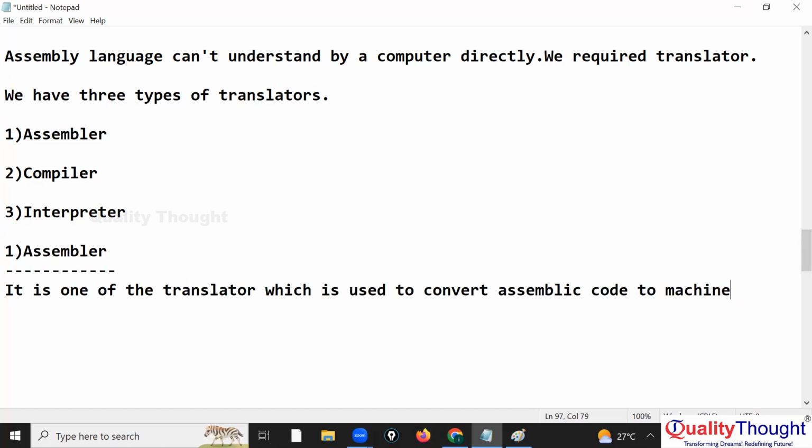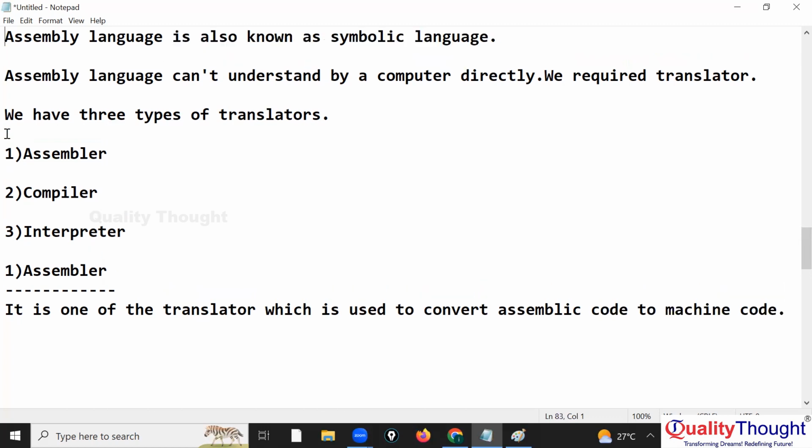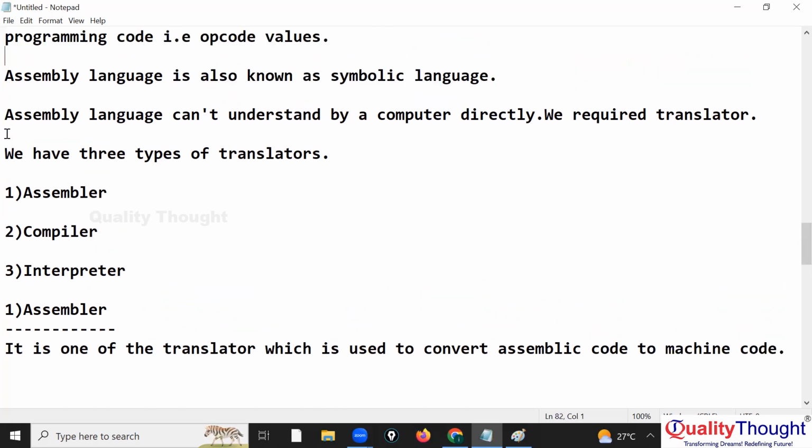What happens? You know very well your computer understands machine language only. So what will the translator do? It will convert assembly code to machine code, because the machine understands machine language. Understood my point here now? So tell me, compulsorily we require what? A translator. Okay, sir. I got an idea what assembly language is.